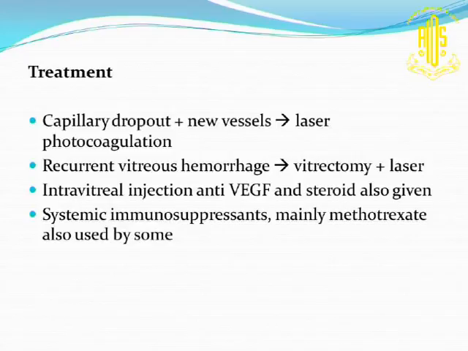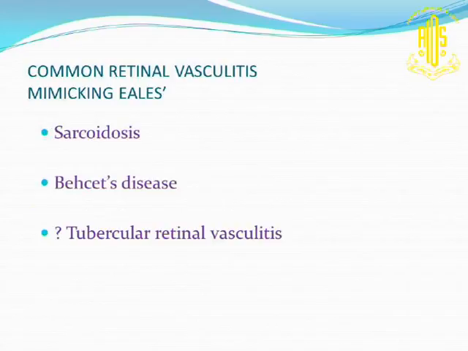For capillary dropout and new vessels, laser photocoagulation is used. With frequent vitreous hemorrhage, it may require a vitrectomy or laser photocoagulation. Intravitreal injections, anti-VEGF and steroid, can also be given. Common retinal vasculitides which mimic Eales disease are sarcoidosis, Behcet's disease, and tubercular retinal vasculitis.